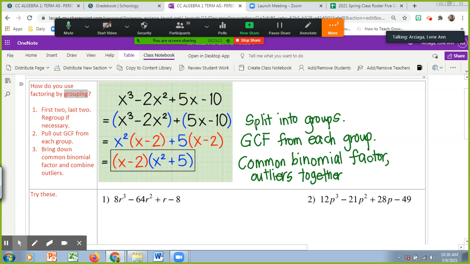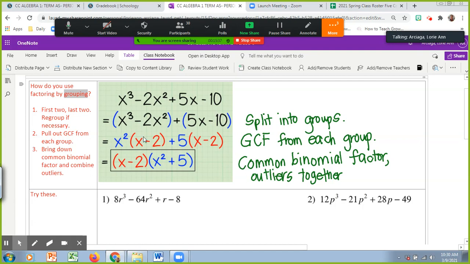So the first thing you have to do is split into 2 groups, and don't even think about it. First 2, last 2. What if eventually you realize this is not working? Then regroup. You can shuffle them around. Let's say, for example, you can group together 2 and 10 because they have a GCF which is 2, right? So that's also possible. But most of the things we're going to do today work with first 2, last 2.